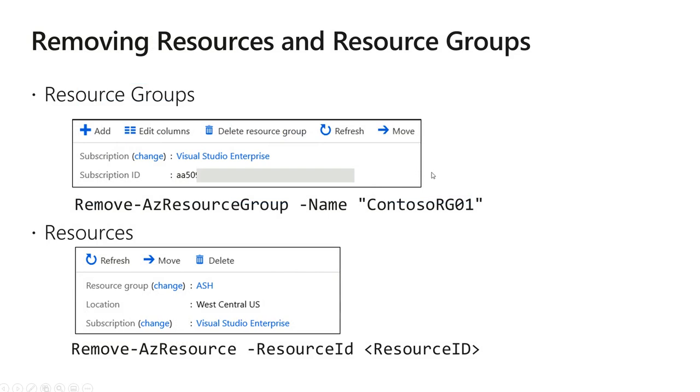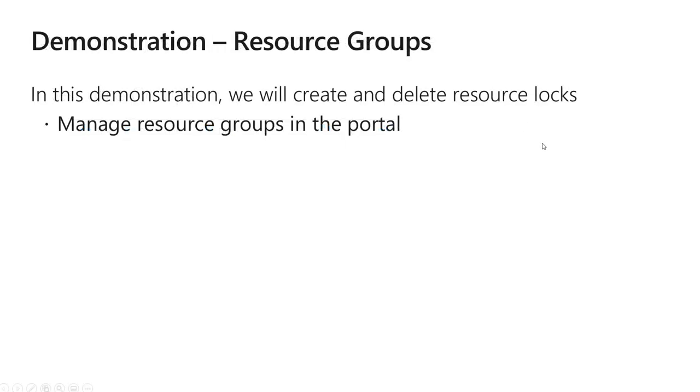Right, so removing a resource or resource group is fairly simple. I won't demonstrate this because it's just 2 clicks, right? You just click the ellipsis and delete, typing the name, that's it. So maybe 3 clicks, including typing the name. Removing using PowerShell is also fairly simple. Just make sure the syntax is correct and type in the correct name, and for a resource, you have to type in the resource ID, all right? So that's it on our resource group.